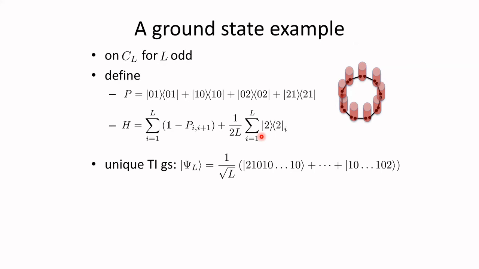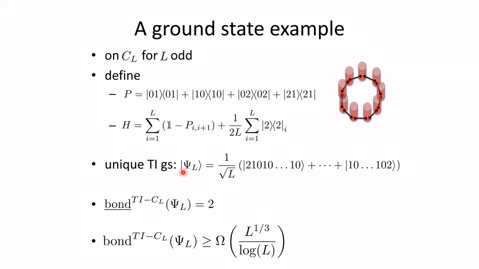And as it turns out, this Hamiltonian has a unique translation invariant ground state in its ground state subspace. And for this particular state, we can again show a system size dependent separation between the bond and border bond dimension: 2 versus the already known L to the 1/3 relation from before. So also in this more physical setting, these states actually arise as ground states of local Hamiltonians.